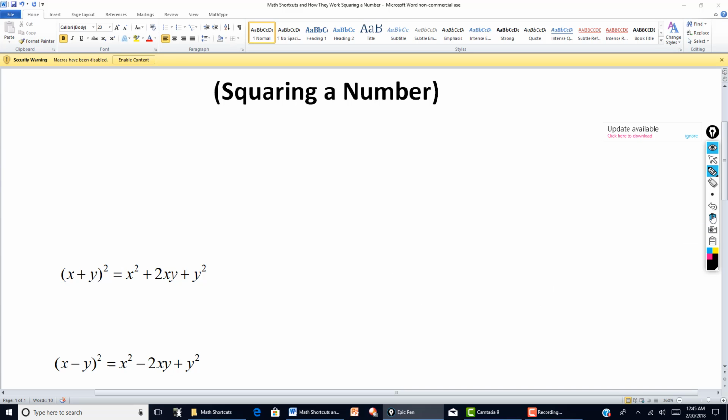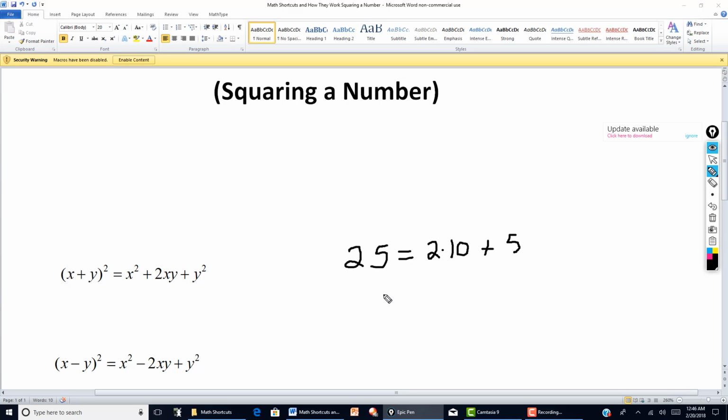Now, what we're going to look at is using a shortcut for squaring a two-digit number that ends in 5. So let me show you that 25 is a two-digit number that ends in 5. That can be written as 2 times 10 plus 5. 37 would be 3 times 10 plus 7, and so on. So you can write any two-digit number ending in 5 in this form.